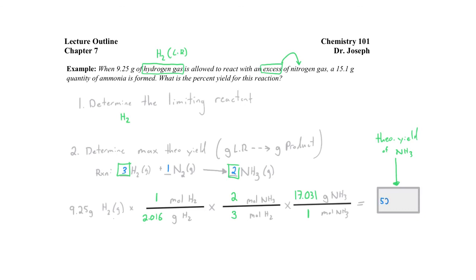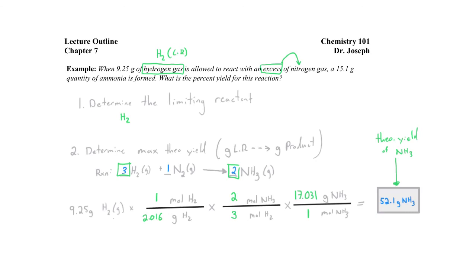So if you run this through your calculator, you will get a calculated value of 52.095486 and some other digits. Now we only have 3 significant figures, so I'm going to round this to 52.1 grams of ammonia. That's how much ammonia we could produce at maximum if we use 9.25 grams of hydrogen.